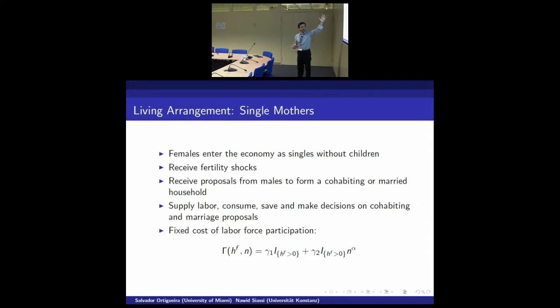They choose labor supply, consumption, and savings. And they have a fixed cost of labor force participation. So we need to have some people out of the labor force. The fixed cost of working is going to be the sum of two components. This is the work-related cost, just to buy transportation to go to work, to buy new clothes, and this is child care. So a single mother, if she goes to work, she has to pay child care. Okay? This is an indicator function, which means that I only pay this cost if I supply positive hours. So these are the two fixed costs of working, and we need them because we need to have some people that decide not to participate.